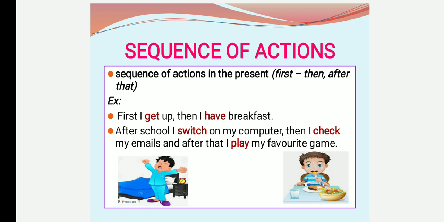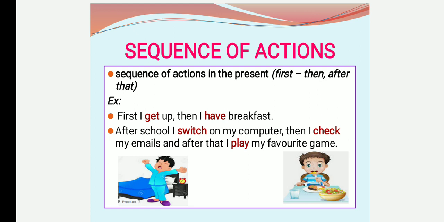So the first thing is, I come back from school. Then, after school, I switch on my computer. First, I switch on my computer. Then the second thing, I check my mail. After that, I play. So in order to represent these things, we use simple present tense.